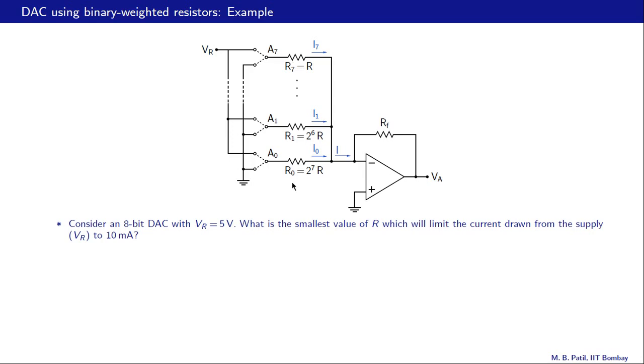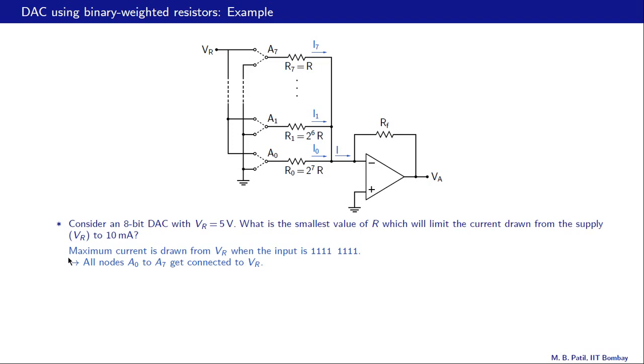In other words, this resistor is drawing a current from the power supply only if S0 is 1. Similarly, this resistor will draw a current from the power supply if S1 is 1. And for the power supply to supply the maximum current, clearly we require S0 equal to 1, S1 equal to 1, etc. all the way up to S7 equal to 1. So that is what we have written over here.